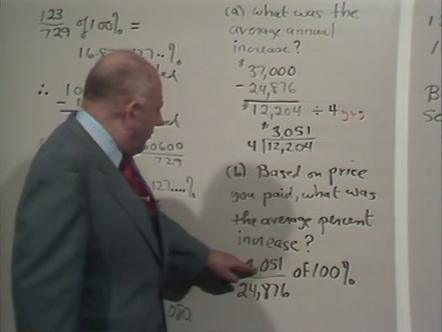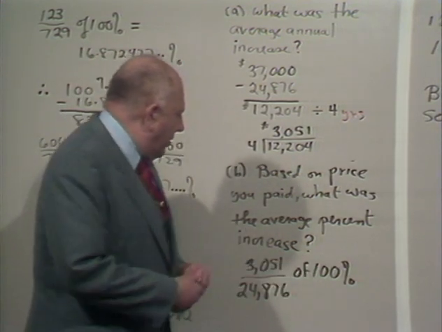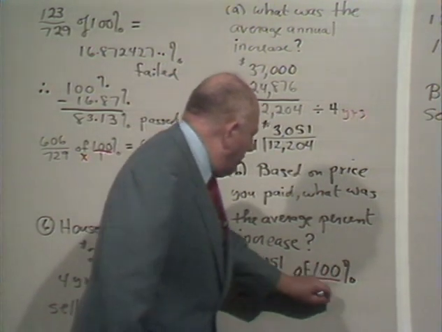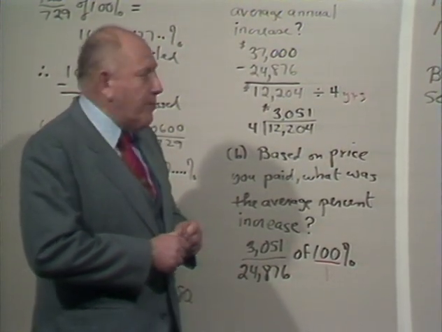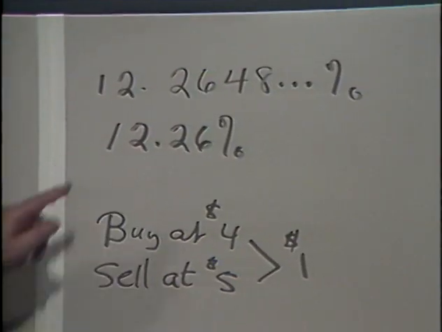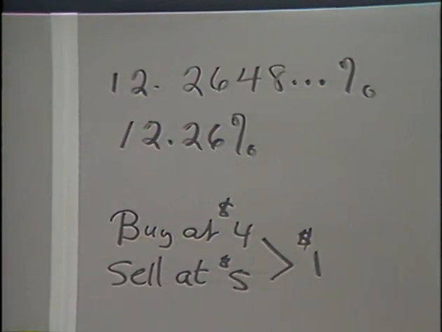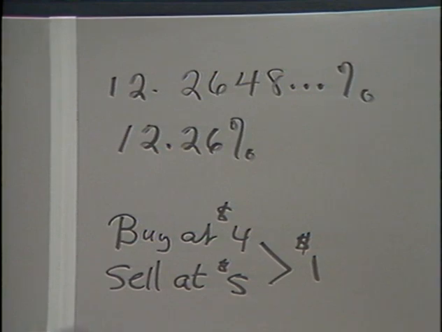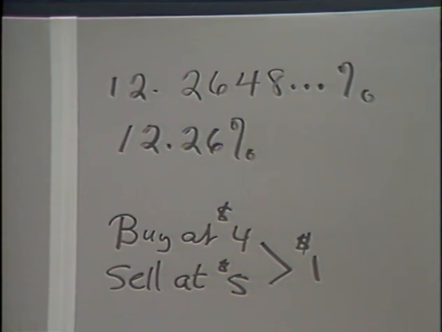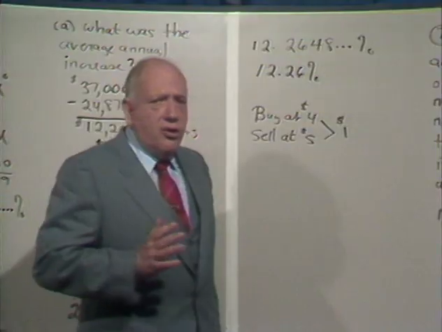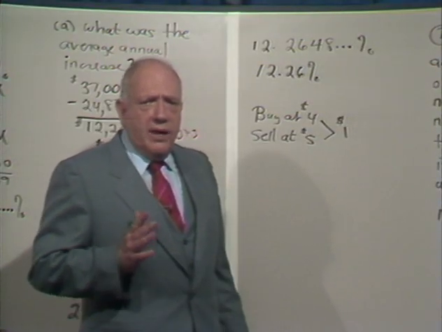In other words, I take 3,051 multiplied by 100, that gives me my numerator. Then I divide by 24,876, because that's my denominator, and that will give me 12.2648, etc. percent. And that rounds off to the nearest hundredth to be 12.26%.